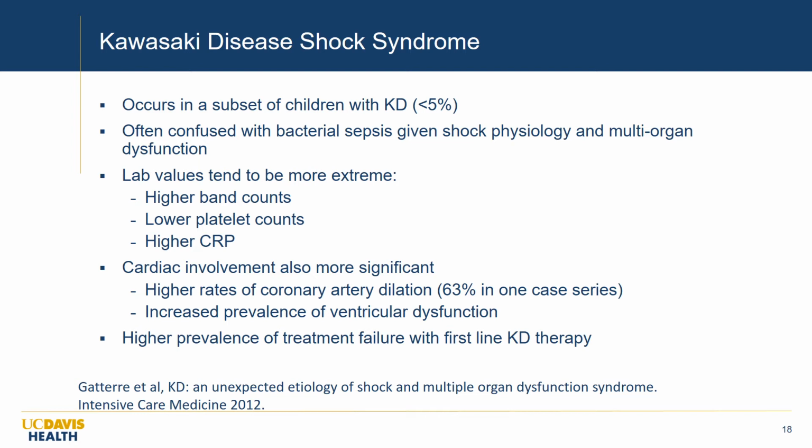Their lab values tend to be more extreme, so they tend to have bandemia. They may have thrombocytopenia rather than thrombocytosis, and they often have an even higher CRP than what we see with Kawasaki disease. Additionally, they may be more likely to have cardiac involvement, so they have higher rates of coronary artery dilation, up to 63% in one case series, and they're more likely to have ventricular dysfunction. They also have a higher prevalence of treatment failure with first-line Kawasaki disease therapy, which is generally IVIG and aspirin.